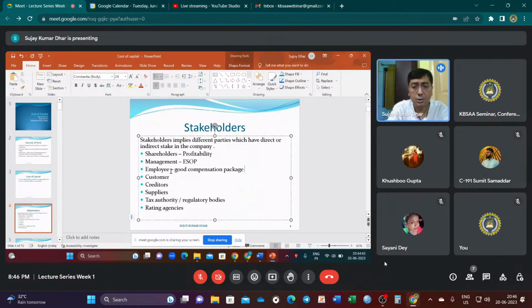What do customers look forward to? Quality product at a cheaper rate. What do creditors look forward to? Solvency of the company. Say banks, before sanctioning the loan, they will check whether the company is solvent enough or not.